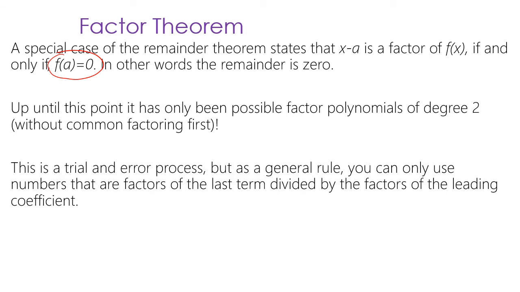This is a trial and error process, but as a general rule, you can only use numbers that are factors of the last term divided by factors of the leading coefficient. So that's something else you're going to want to highlight, make note of. Now, if your leading coefficient is just 1, then really it just boils down to factors of the last term.